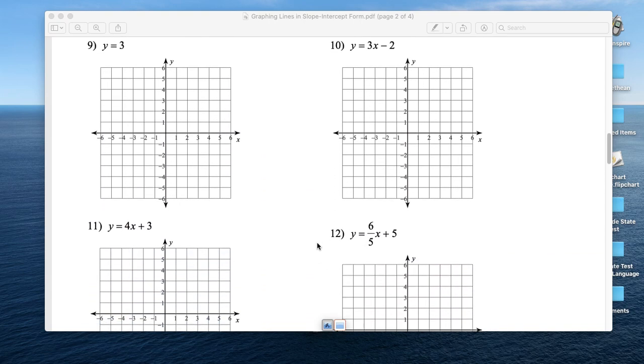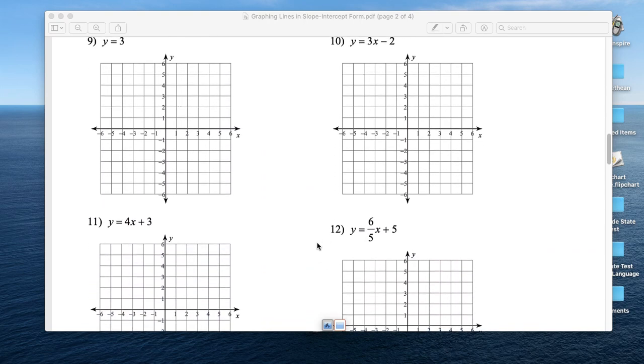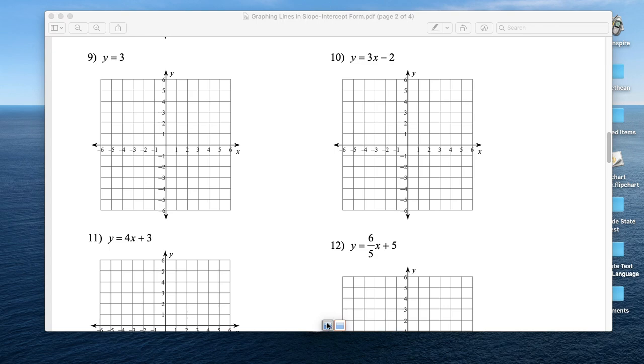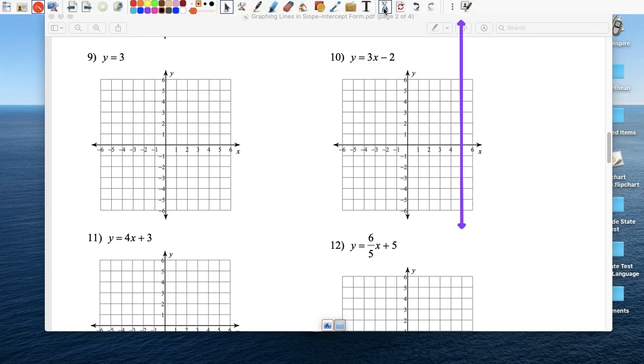Nine, it's the same thing as two or three questions ago. Look for 9, right? So this one. Hopefully, where's y equals 3? Y equals 3 right here.